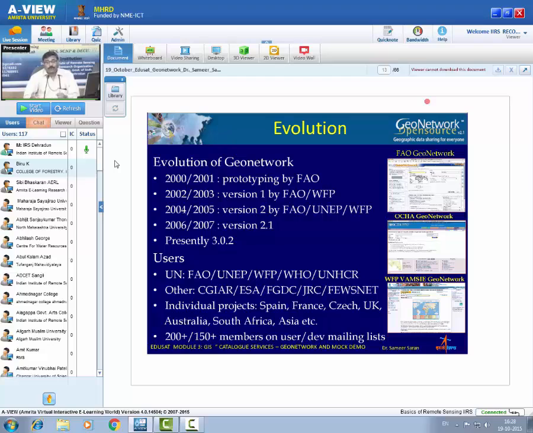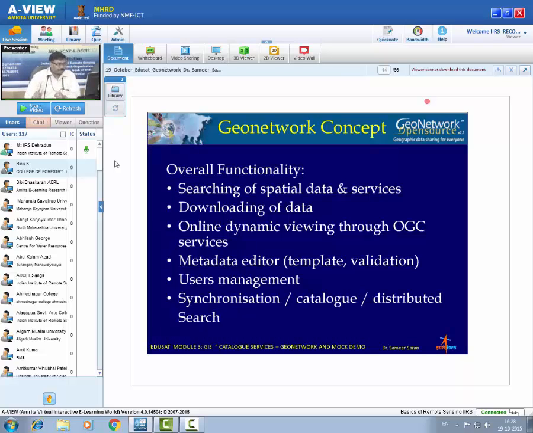You can see the users include the United Nations, FGDC, JRC, and most of the big organizations, because they think this portal, the GeoNetwork, is the simplest way to monitor their projects through their different nodes. Individual projects in Europe, America, and most countries are making use of it. Around 500 more members are now using GeoNetwork and providing feedback on a regular basis.